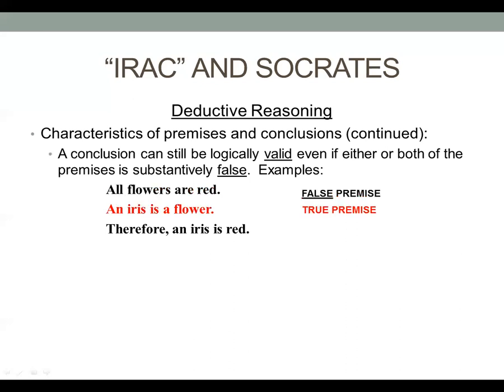Well, let's look at the second premise. An iris is a flower. Well, that is true. An iris is a flower. So now we have the second premise, which is true. And then the conclusion is therefore an iris is red. Well, simply on a logical basis, if you assume that the previous two premises are true, if all flowers are red and if an iris is a flower, then the necessary logical conclusion is an iris has to be red.